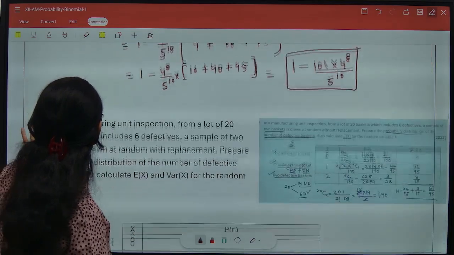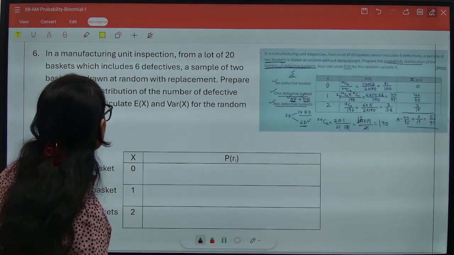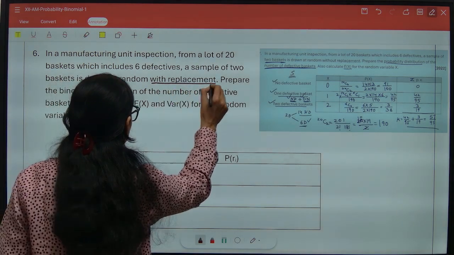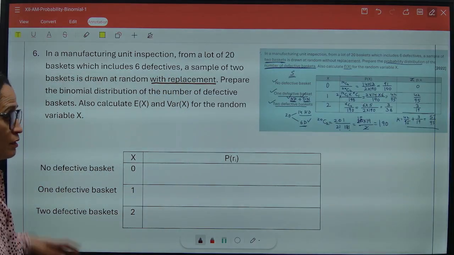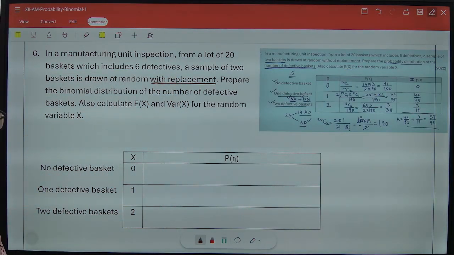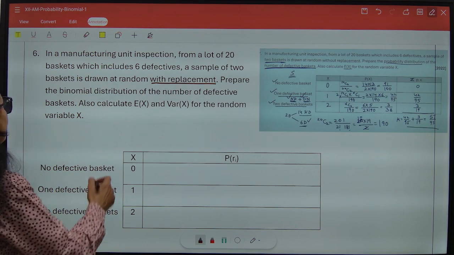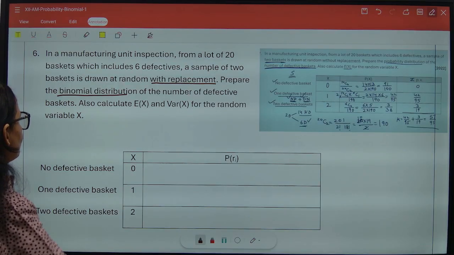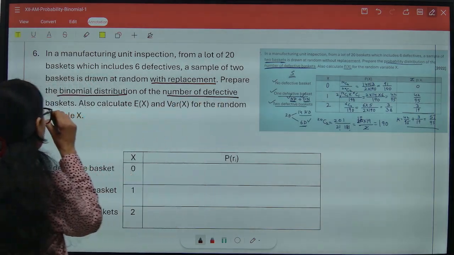Great. So let's move to the next question now. In a manufacturing unit inspection, from a lot of 20 baskets which includes 6 defectives, a sample of 2 baskets is drawn at random with replacement. The keyword "with replacement" is giving you a hint that it might be related to binomial distribution. The question itself says prepare the binomial distribution of the number of defective baskets. So focus should be on the number of defective baskets.